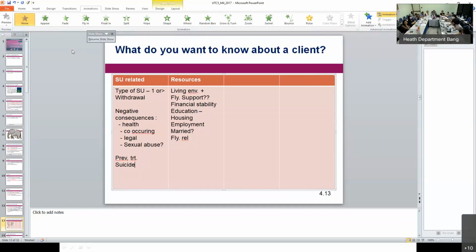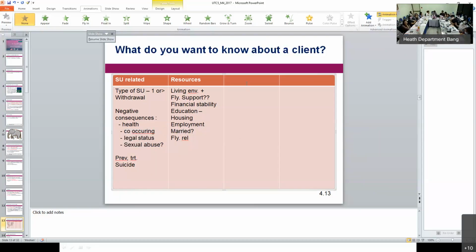Mental status, legal status, yes, we have written it here under negative consequences. Can you see it on the slide? Mental status. So in co-occurring mental and physical illnesses, you have covered it. Okay. What else? Okay. So you finished? No more? Okay.